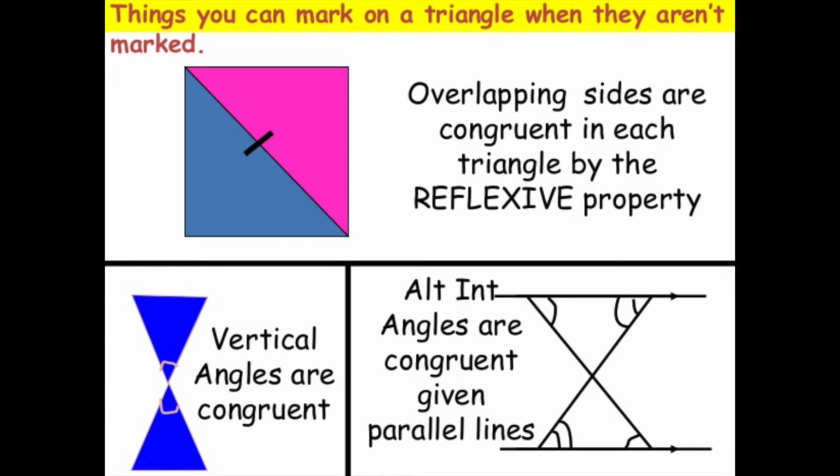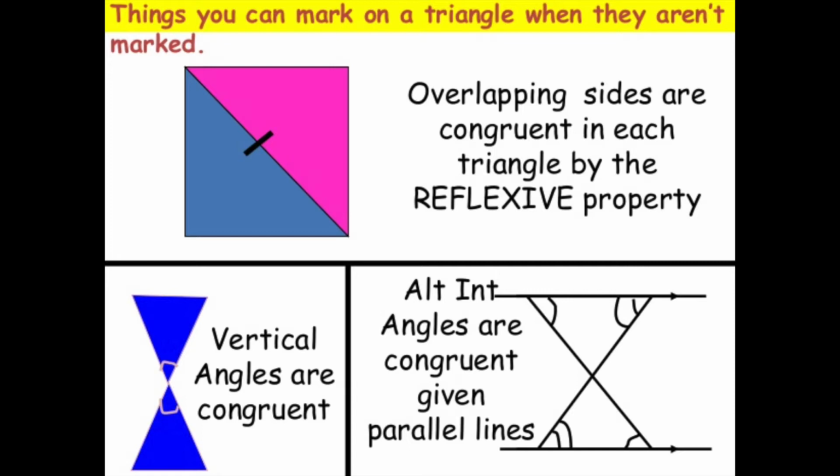Shared angles, shared side, sometimes it's not marked. You must mark it on the drawings, and it's going to be congruent to itself. We call this the reflexive property. Vertical angles are sometimes not marked either. You must mark them yourself when we have vertical angles.